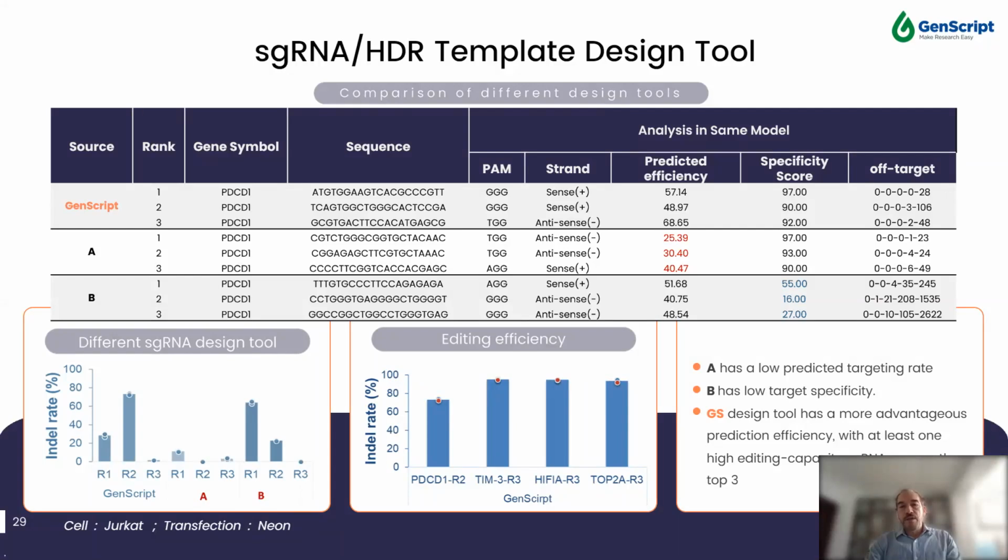We also have excellent sgRNA and HDR template design tools. We have compared our design tools to some popular vendors on the market, and as you can see here at the very top, GenScript's design tools offer very good results with very high predicted efficiency, very high specificity score, and very low off-target effects, while some of the other vendors suffer from low predicted efficiency or low specificity scores. And here are the results also for the gene editing efficiency for our sgRNAs and for the competitor sgRNAs. And here on the right side is also showing results with different genes.